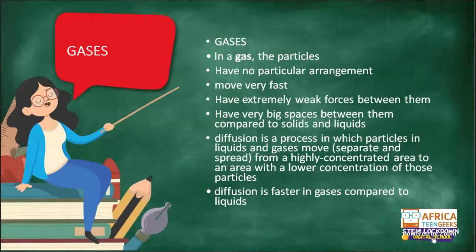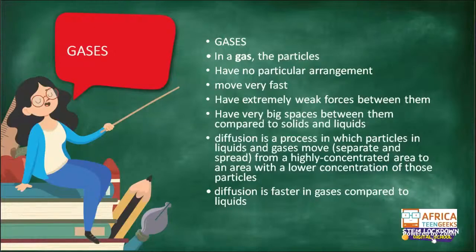Okay, let's go on. They have got very big spaces between them compared to what? Solids and liquids. So if we're going to say in terms of kilometers, in gases, they can be 20 kilometers between the particles. In liquids, let's say they can be 10 kilometers. And in solids, let's say even 5 kilometers between the particles. I'm just giving you a fair idea. So now let's go on. So we know what the particle model is talking about, the various states of matter: solids, liquids, and gases. Now let's go on.